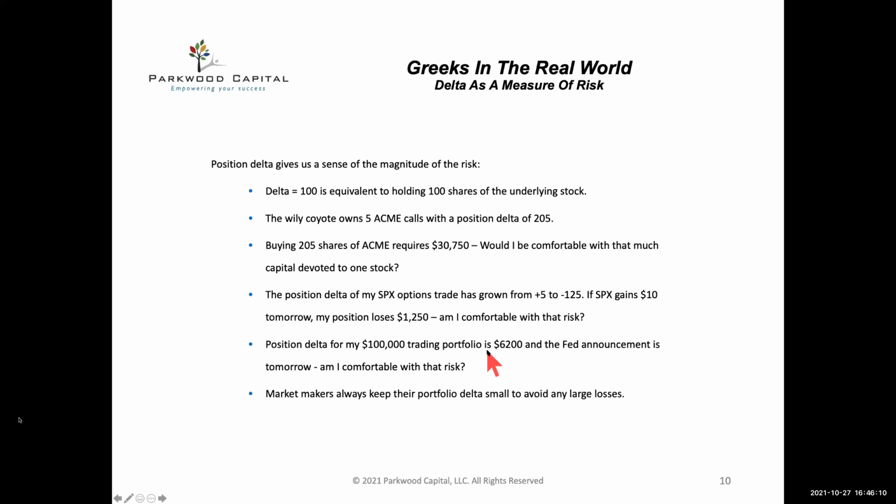Similar idea is to look at the delta for your entire portfolio and then imagine some kind of Fed announcement or some other risk that you're anticipating.